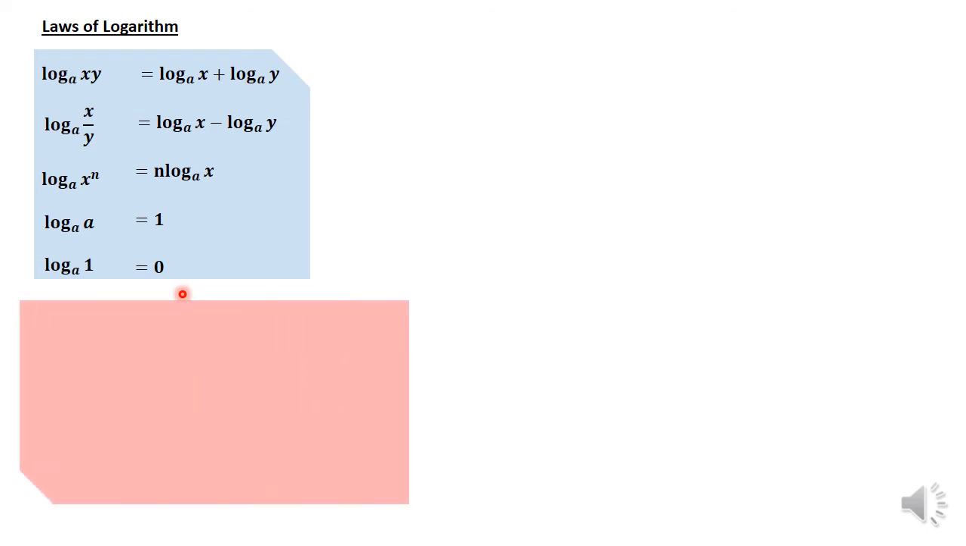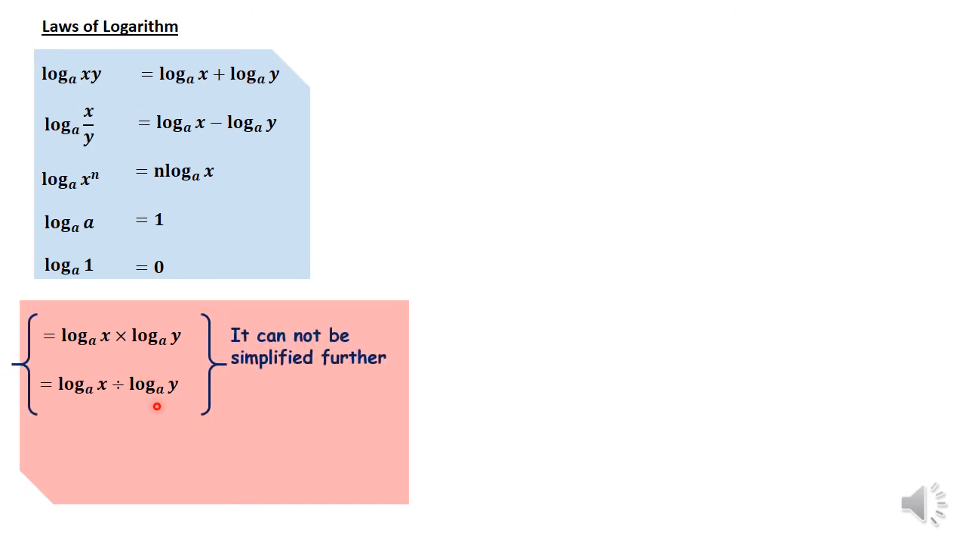Let me give a disclaimer or a caution here. When we have log of x to base a times log of y to base a, the sign between them being multiplication, not addition, or when we have the expression log of x to base a divided by log of y to base a, the sign between the two terms being a division, not subtraction, these two expressions cannot be simplified further. They are the simplest they can be. They cannot be simplified further past what we have there.